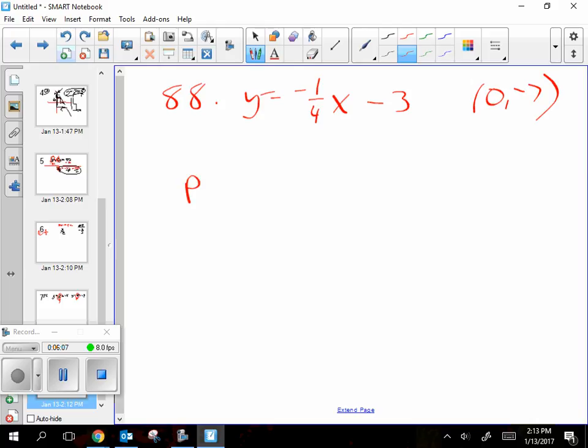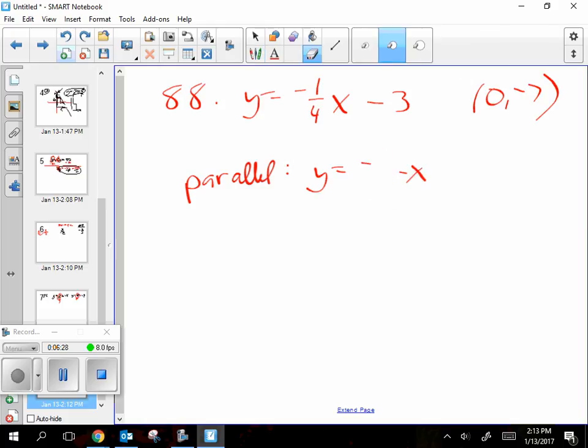All right. Parallel means same. Say it. Parallel means what? Same. Got to get that through your head. Why? Because then we need the slope to be the same. Y equals negative 1/4 x. There. Now I made the slope the same.